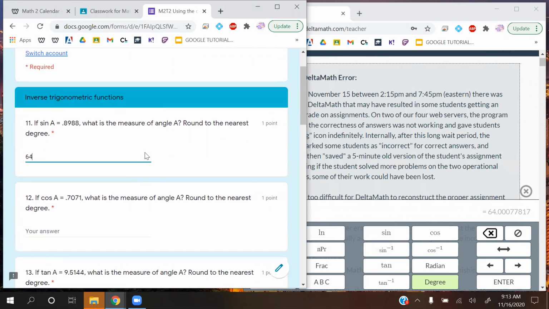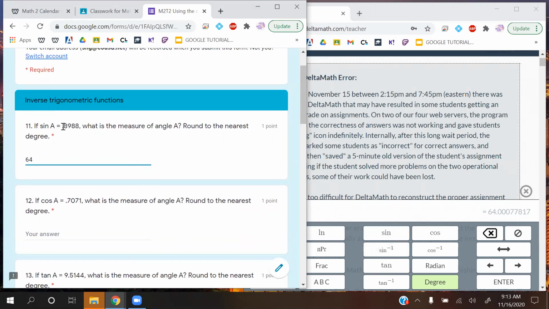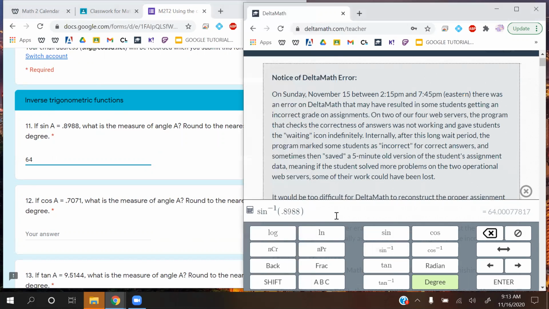Can you repeat that one more time, please? Yeah, so this one says sine A is 0.8988. So instead of pressing sine of 0.8988, we want to get the degree. We're going the other way, so we're doing an inverse. So I want you to use this inverse button, sine inverse with the -1, that's the inverse. So sine inverse of 0.8988. This is what you would type in for this page. You would use the inverse, which is the -1, this button, for the inverse trig functions. And then it will give you 64.000. We are rounding to the nearest degree, so it's just 64 degrees. And so that's what we type onto the Google form. There you go.